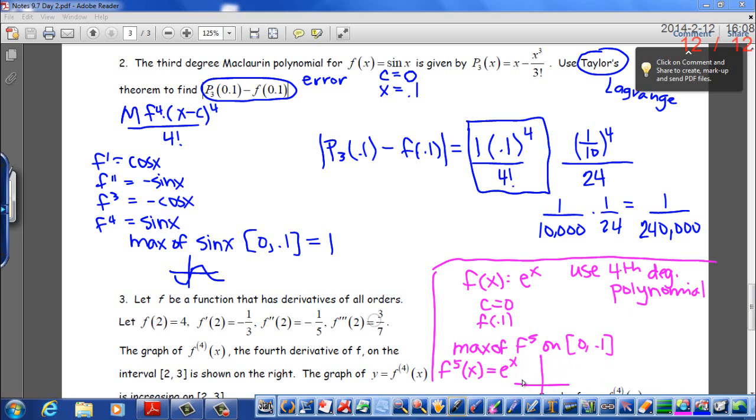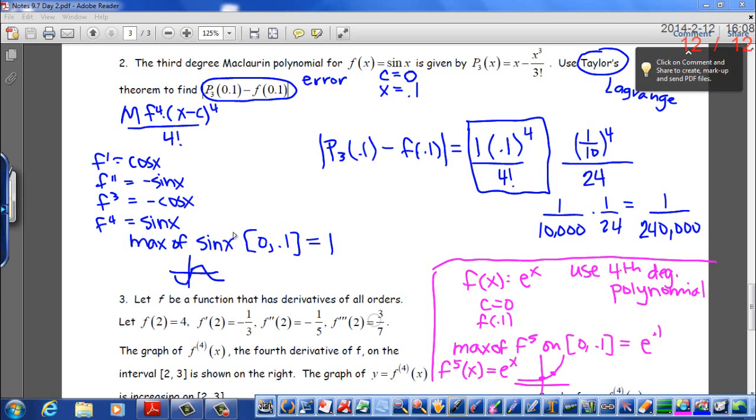So e to the x looks like this and is always increasing. So this is where x equals 0, and then this is where x equals 0.1. So the maximum of this function on the interval from 0 to 0.1 is when x equals 0.1. So the maximum of my fifth derivative on the interval from 0 to 0.1 is going to equal e to the 0.1.